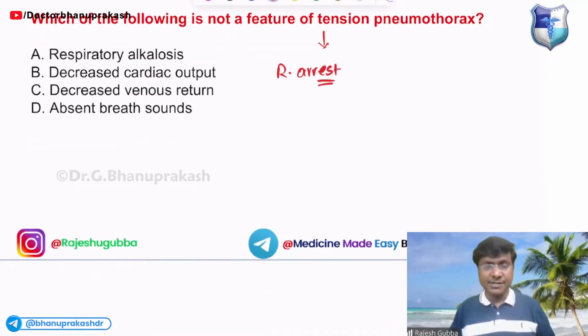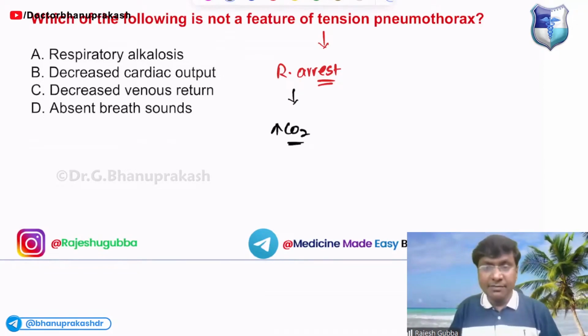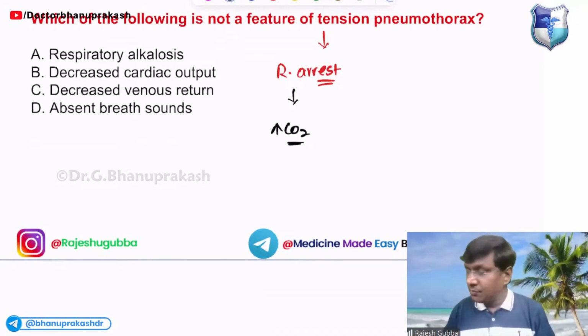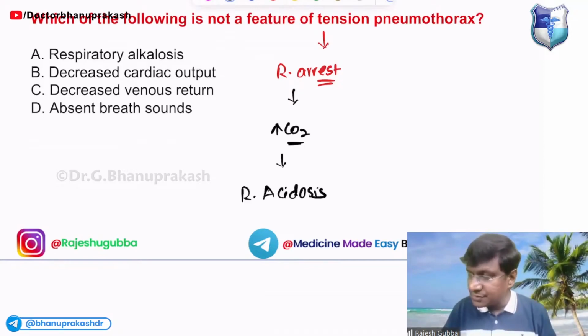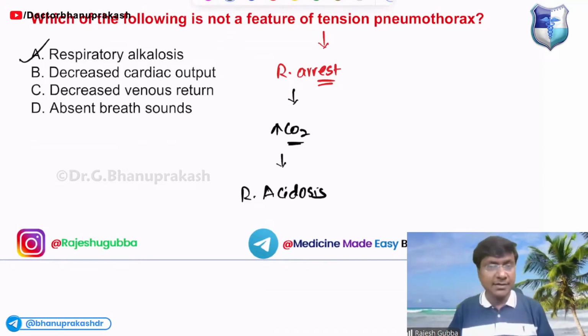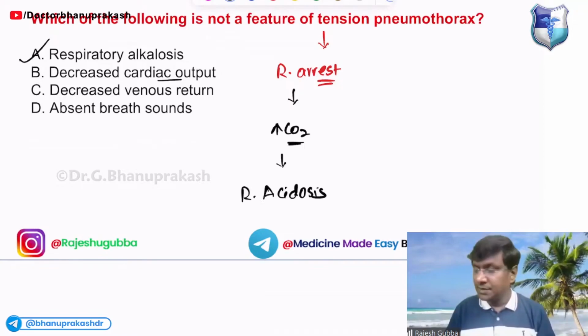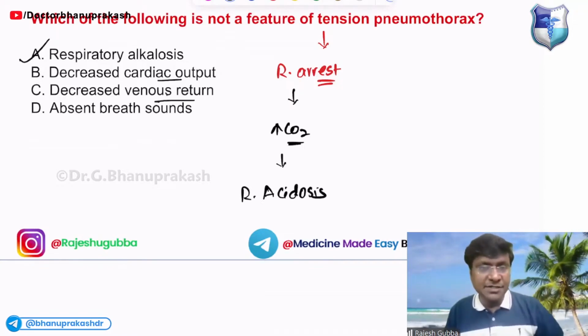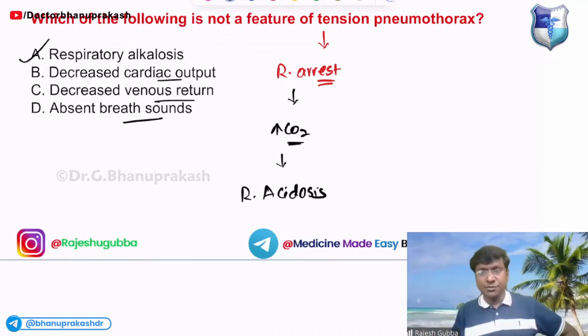Right? It is like respiratory arrest. So if it's a respiratory arrest, what will happen to carbon dioxide levels? There will be buildup of the carbon dioxide levels. Once the carbon dioxide levels are built up, that will result in respiratory acidosis in these individuals, but they will not have respiratory alkalosis. Okay. And decreased cardiac output will be there because of increase in the mediastinal pressure. Because of increase in mediastinal pressure, there will be decreased venous return. And breath sounds are absent in patients with tension pneumothorax.